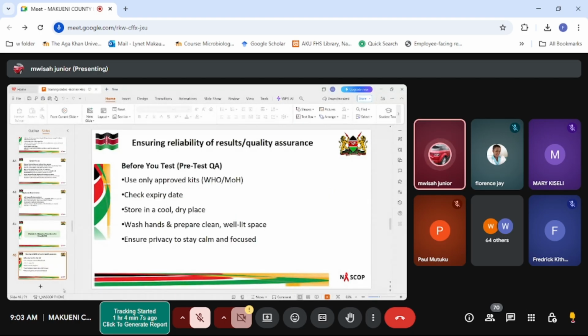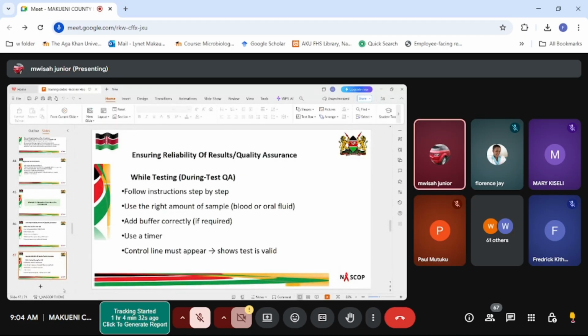To ensure reliability of results, or quality assurance, before you test: use only approved kits, that is the WHO and the Ministry of Health approved kits. Check the expiry date and store in a cool, dry place. Wash hands and prepare a clean, well-lit space. Ensure privacy to stay calm and focused.